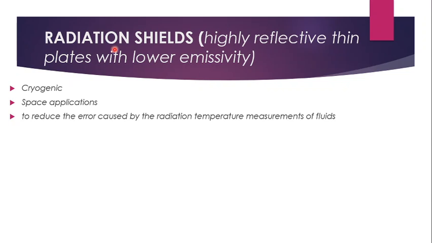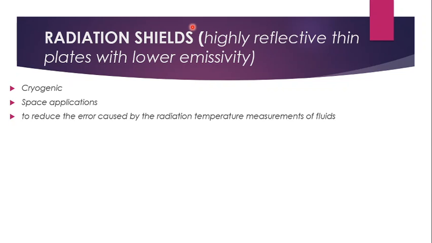So what are radiation shields? As the name implies, these are the shields which you are going to place in between two objects or three objects where radiation is happening. To reduce the radiation between objects, you are going to place radiation shields.